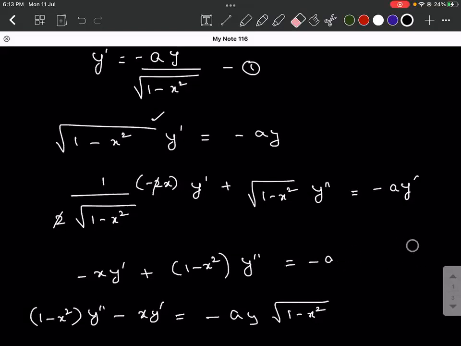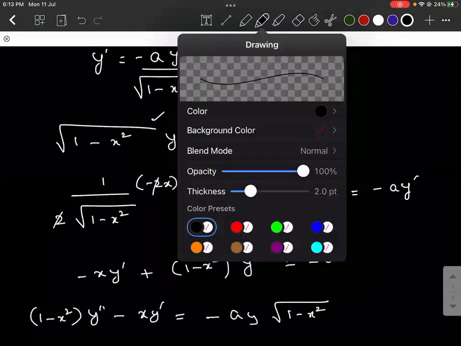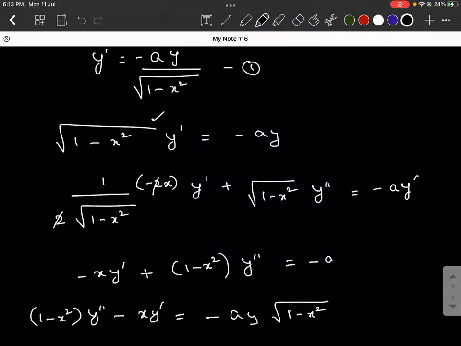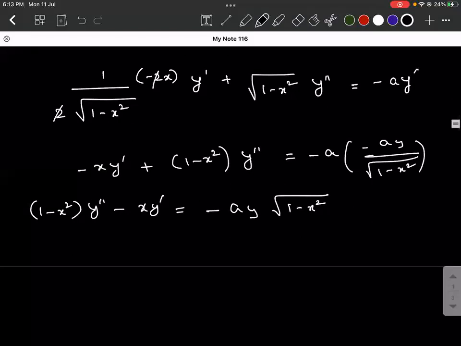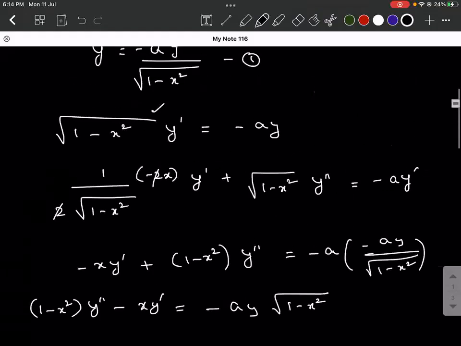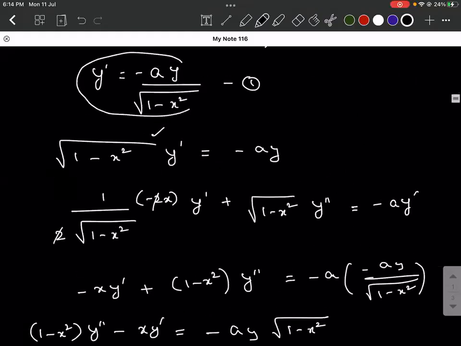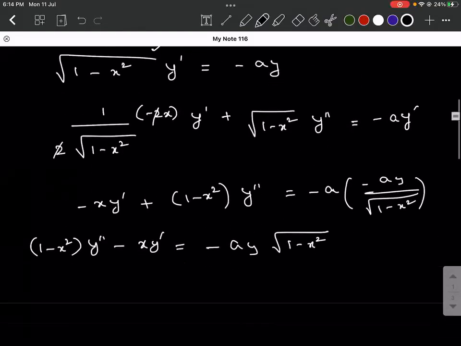But I already know what the value of y dash is. So y dash, I know it is minus ay divided by root of 1 minus x square. Is that right? How? Y dash is minus ay divided by root of 1 minus x square. I substituted here. We got the answer actually.